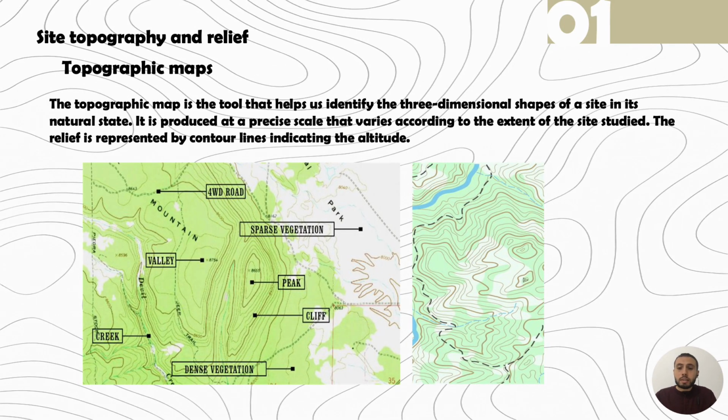So, we can identify site topography and relief using topographic maps. It is a tool that helps identify the three-dimensional shapes of a site in its natural state. It is produced at a precise scale.